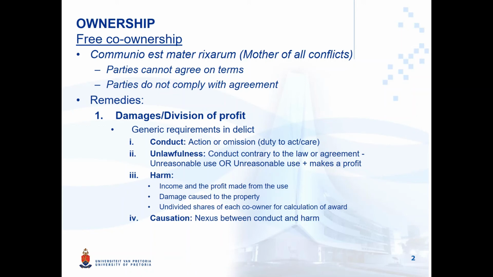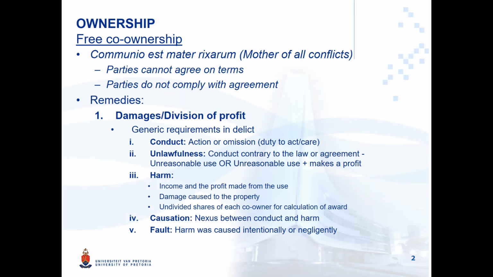The last element that the plaintiff co-owners must satisfy is the fault requirement or the fault element. There must be fault on the part of the person or entity that used the property unreasonably. Fault is shown by proving that the harm was caused intentionally or negligently. When determining intention, a subjective test is applied to establish, based on the circumstances, whether the defendant intentionally caused harm through his or her unreasonable use.